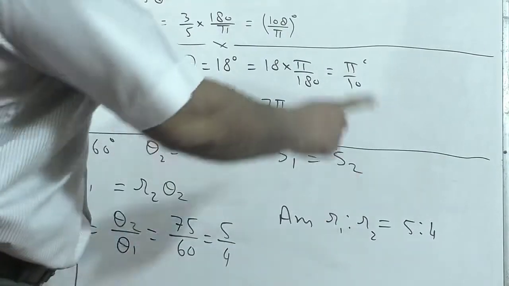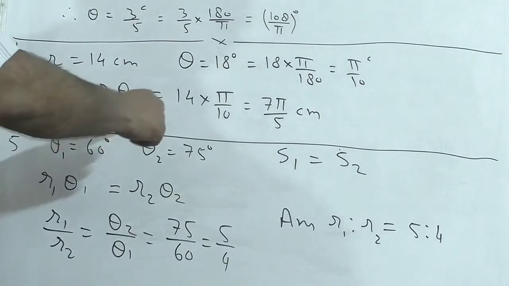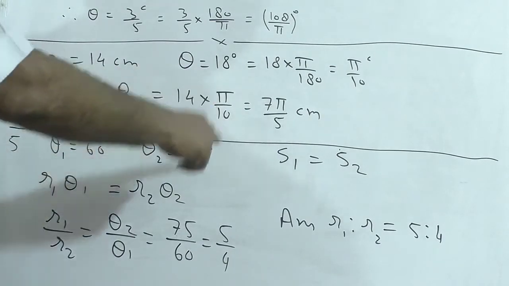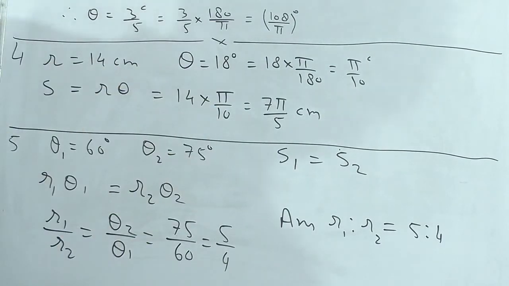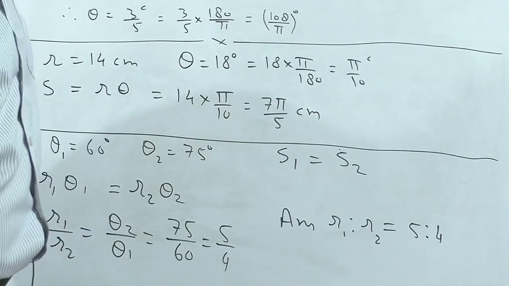Convert it to radian, 18 into pi by 180, pi by 10 radian. S equal to R theta, 14 into pi by 10, make it 7 pi by 5 centimeters. If necessary, put value, otherwise this is okay.